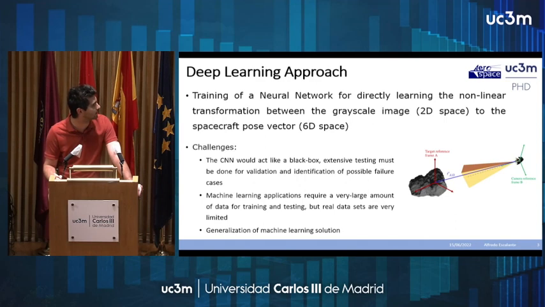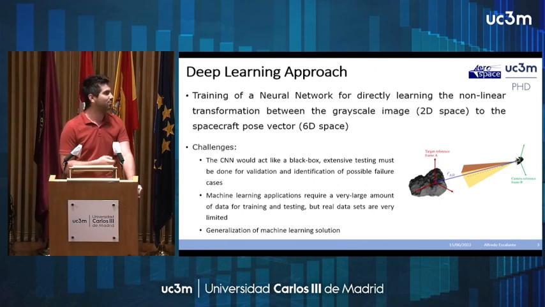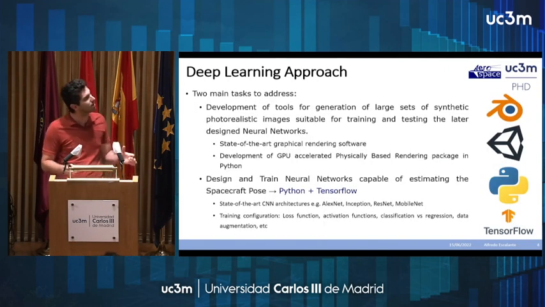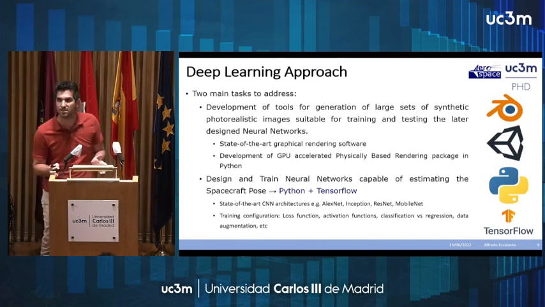So we have to deal with that as well, and also another challenge, which is what we call generalization of the machine learning solution, which is basically that we want the neural networks that we develop to work for the widest range of possible use cases. More specifically, we want to fill the gap between using synthetic images for training and using real images, which is in the end what the network will be having in a real mission. In order to address these challenges, we have two main tasks to address.